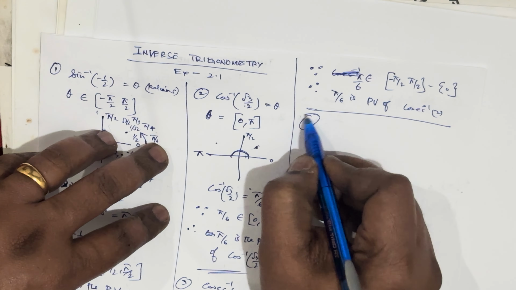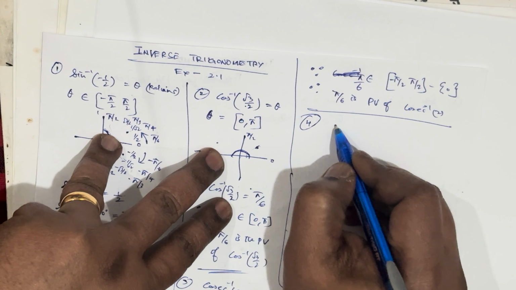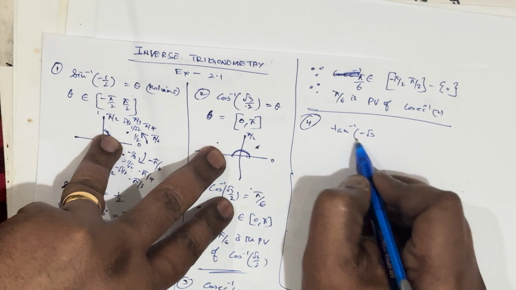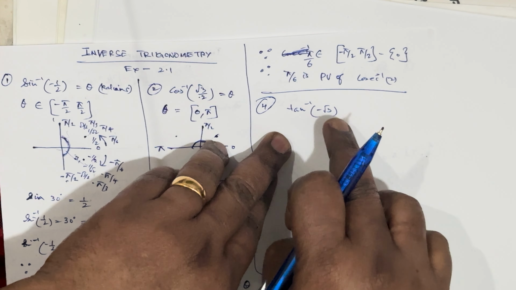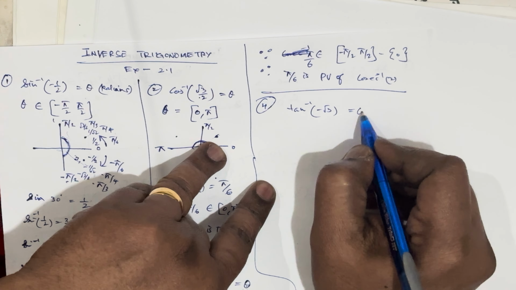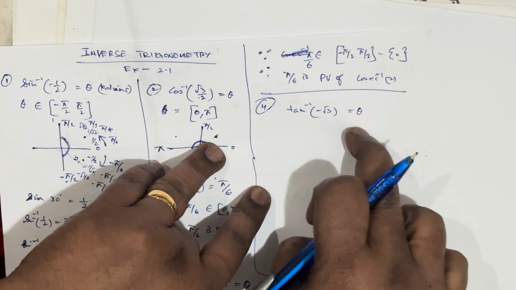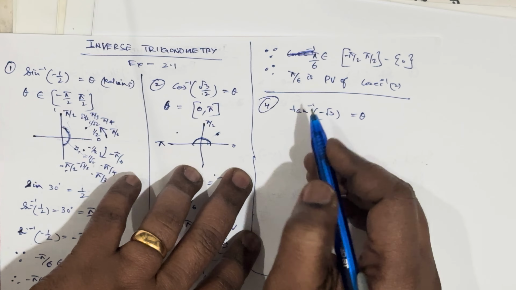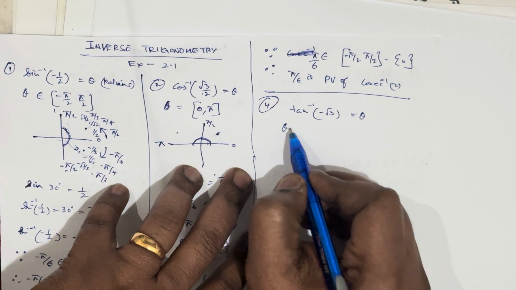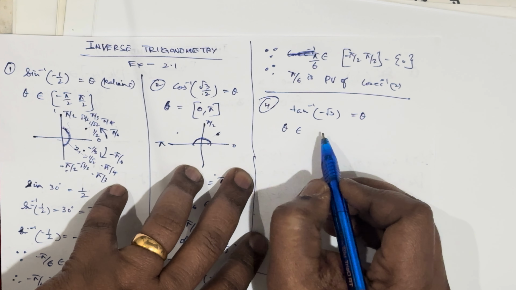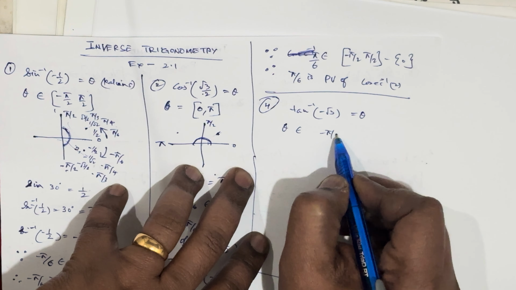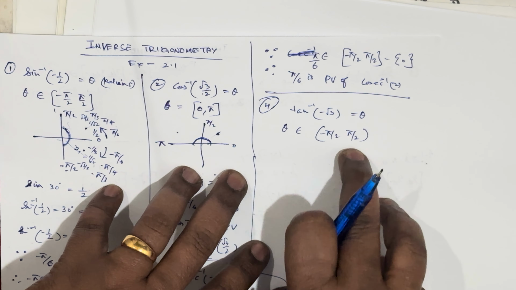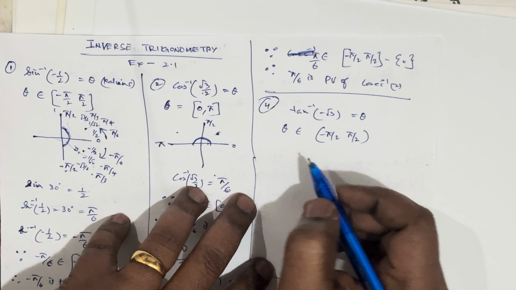Now fourth question is tan inverse negative root 3. Now again, tan inverse negative root 3 must be some angle theta. Okay, and this theta must exist in the range of tan inverse, so it should belong to the range. What is the range of tan? It's minus pi by 2 to pi by 2, open interval. It's open because at pi by 2 tan goes to infinity.